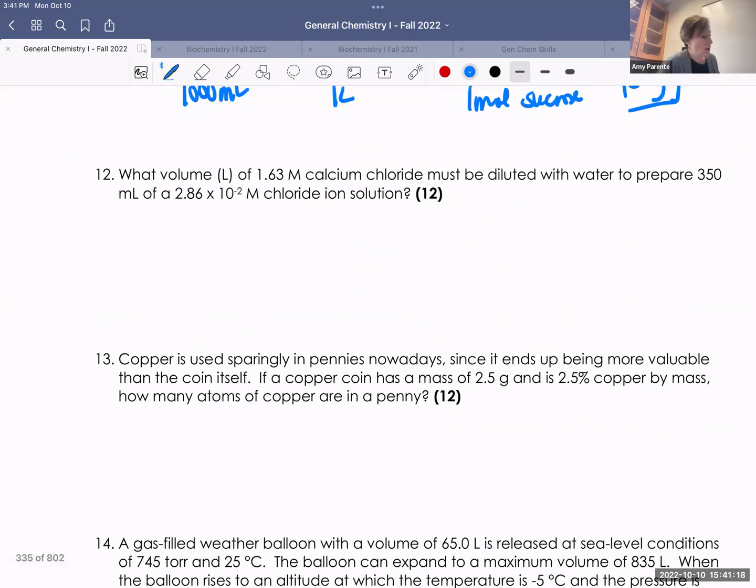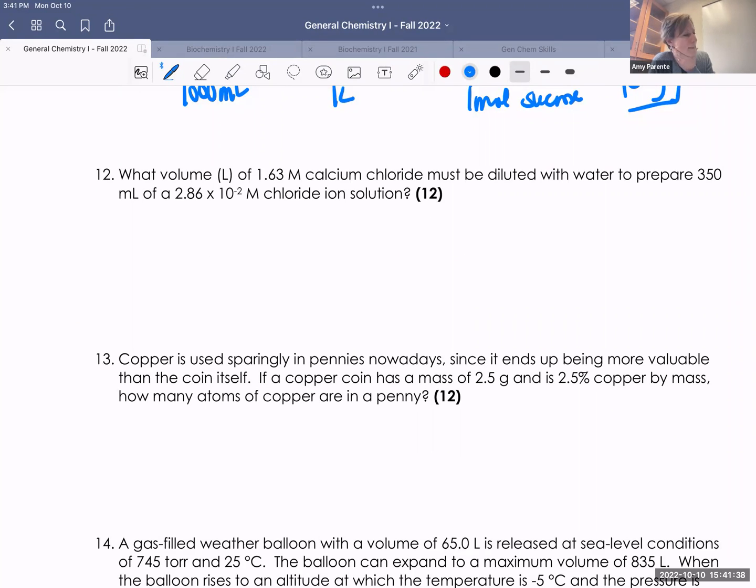Okay. A couple of other problems I'll just put up here. We're talking about what volume must be diluted to make 350 milliliters of a 2.86 times 10 to the minus 6 molar chloride solution. Anything on that one? You good on that one?